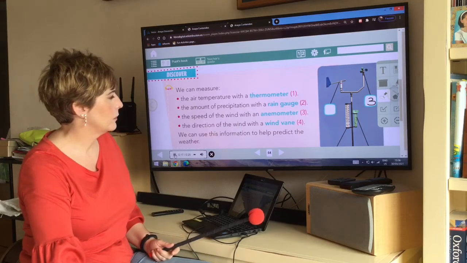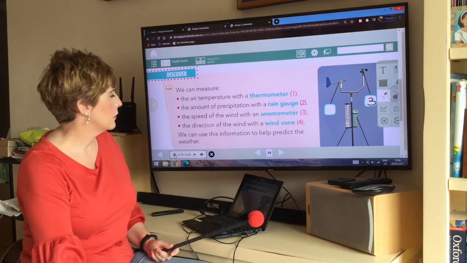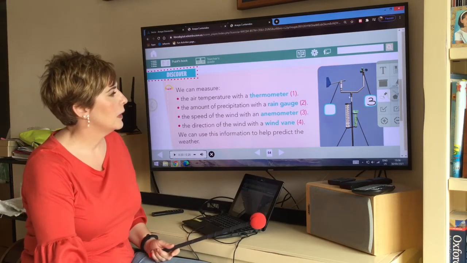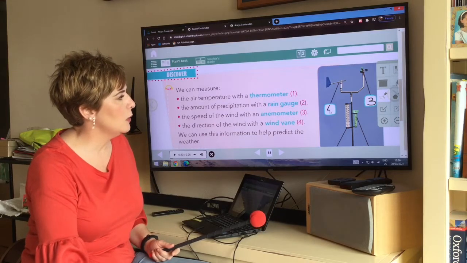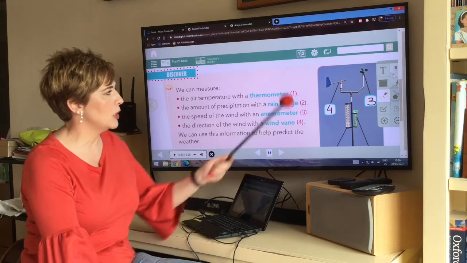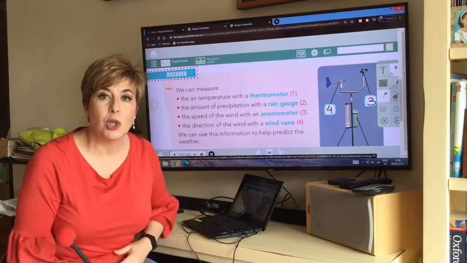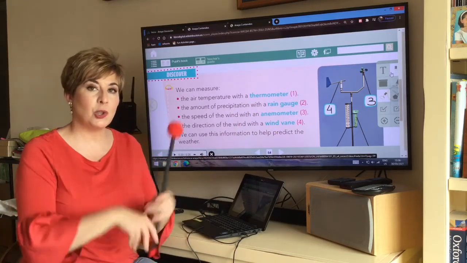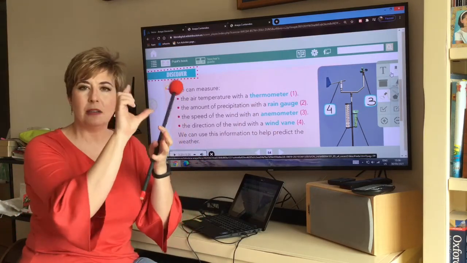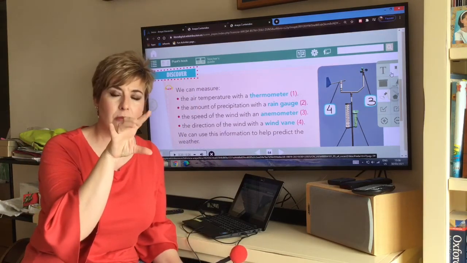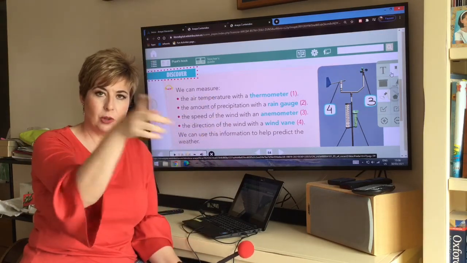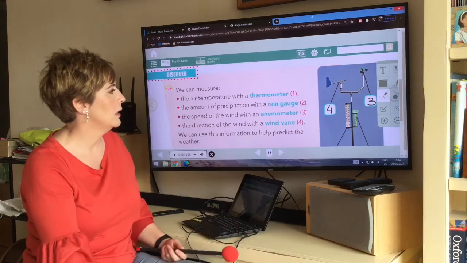The direction of the wind with a wind vane. What is a wind vane in Spanish? Una veleta. It's usually, tiene normalmente forma de un gallo con una flecha. So you know the direction of the wind.